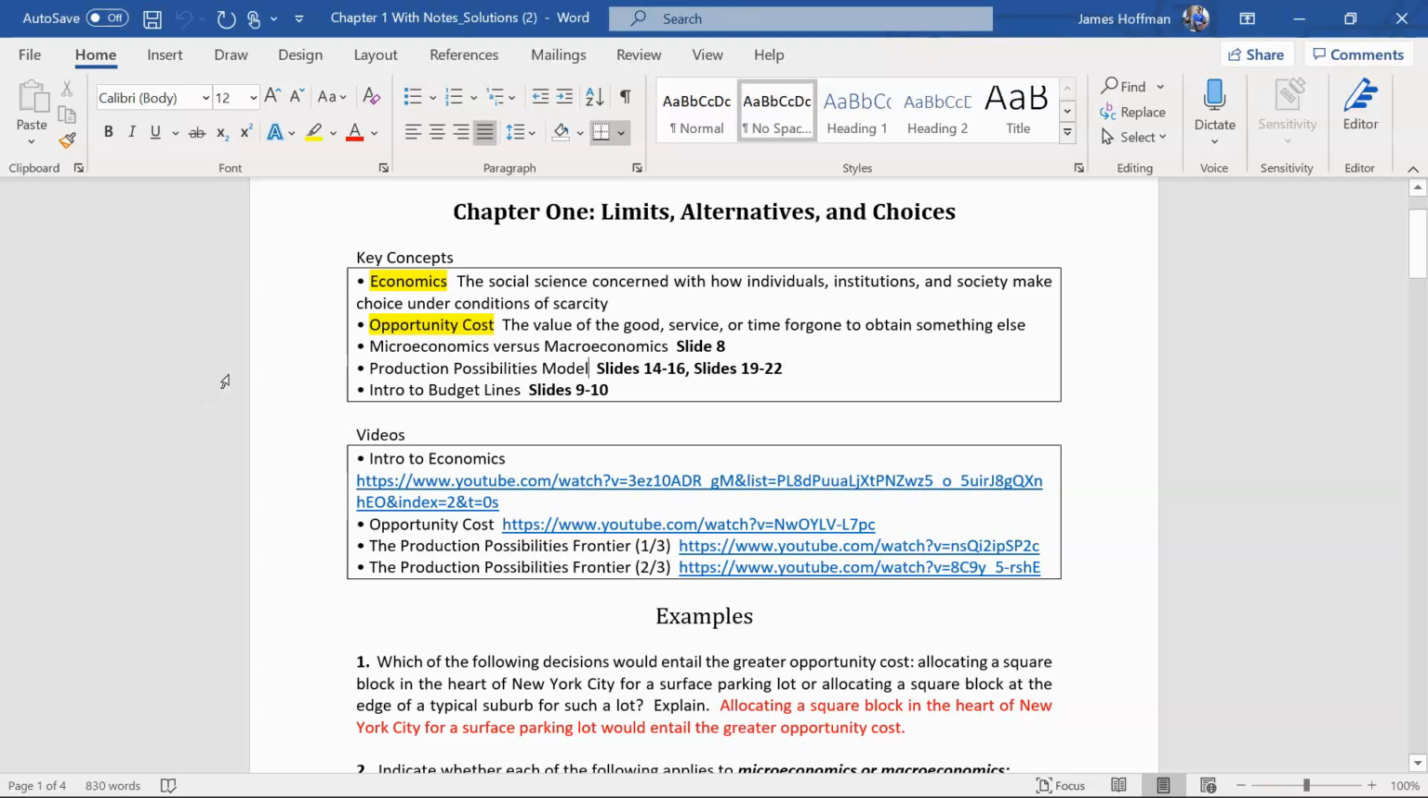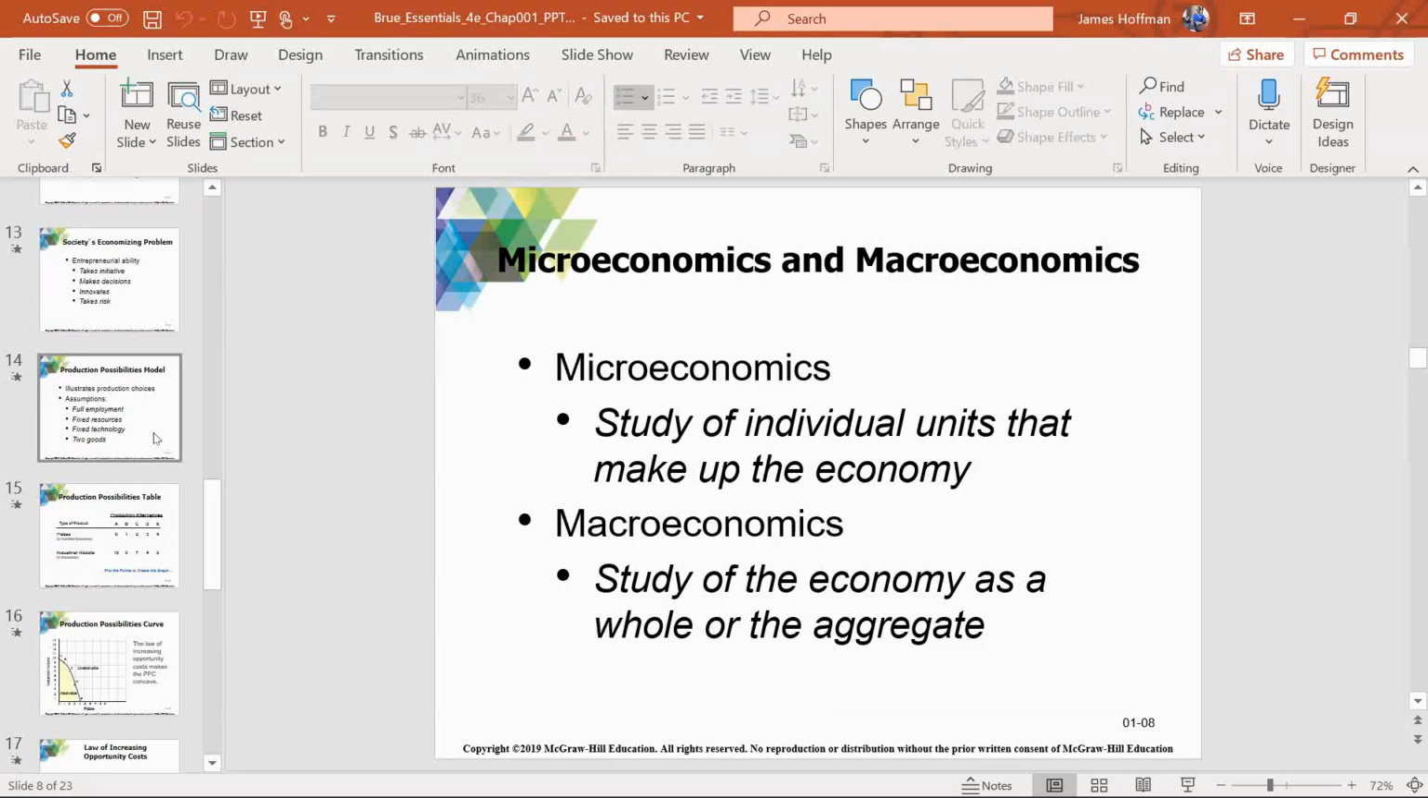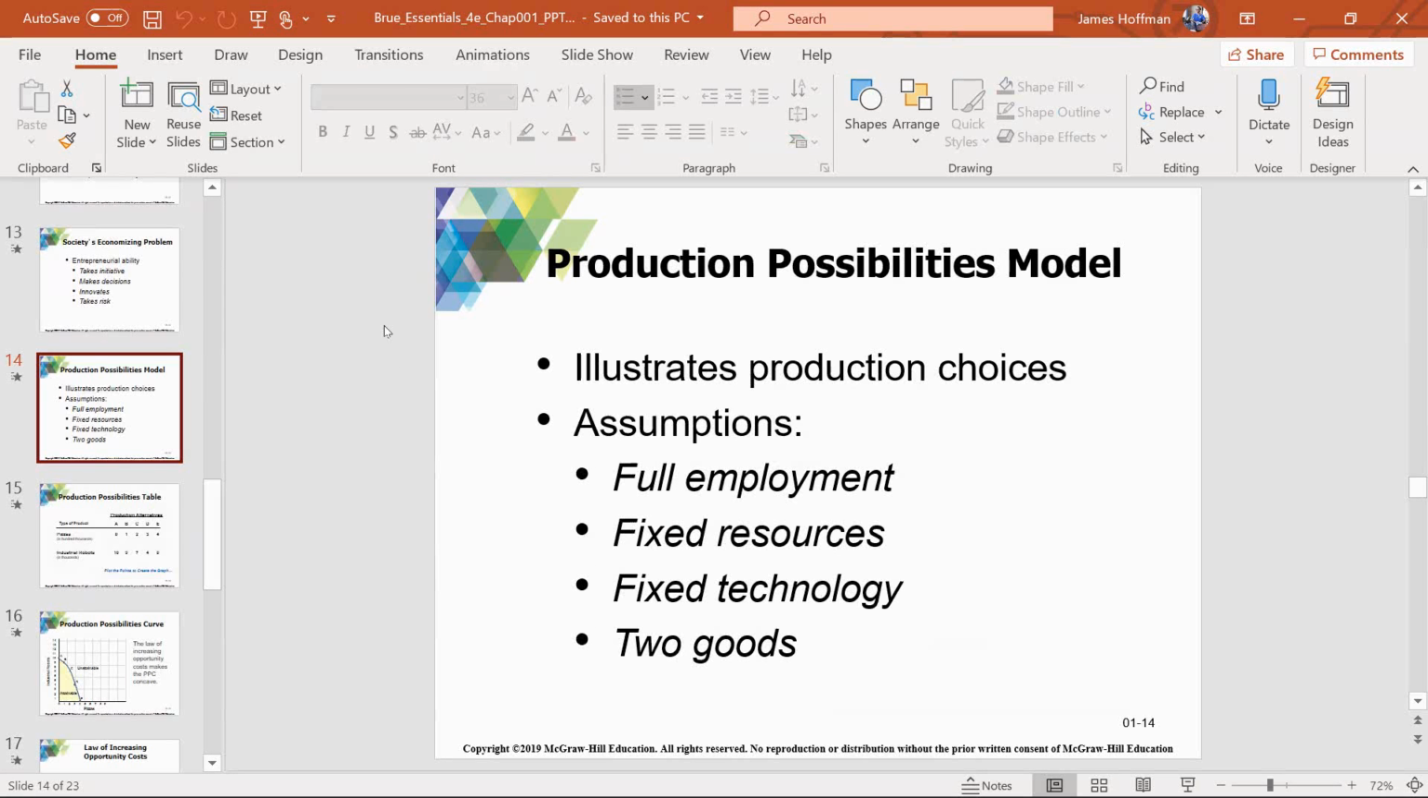Okay, so let's look first at slides 14 to 16, and then we'll talk about this concept and do some practice problems for this. This will help us understand opportunity cost in the macroeconomic sense and what a country or an economy gives up to produce something else. Later, in chapter 16, we'll revisit this model and look at gains from trade and how two economies or two countries can gain by trading with each other.